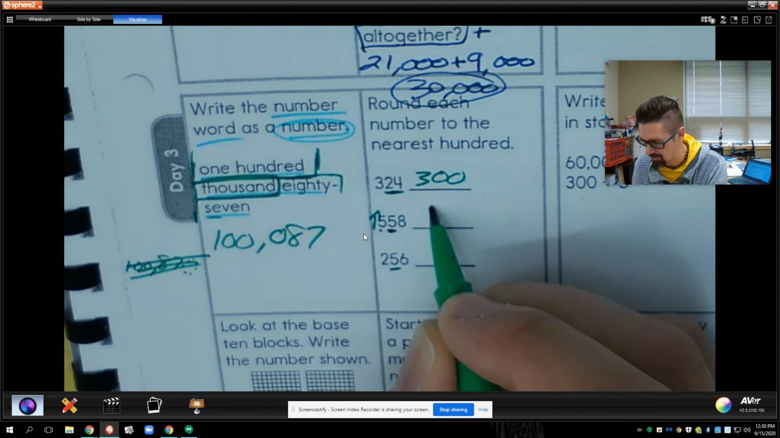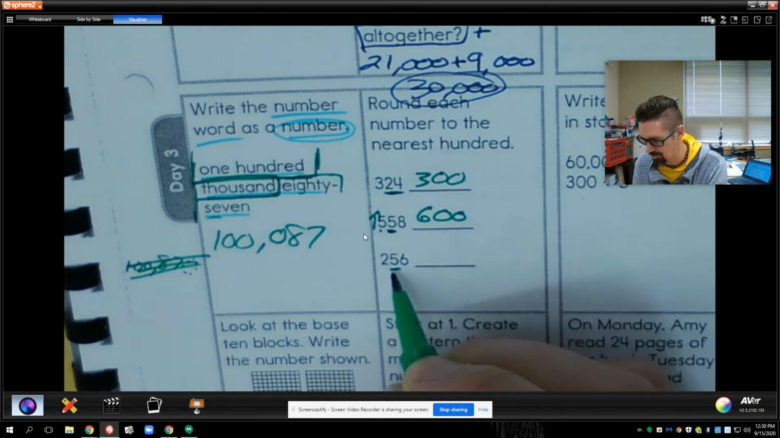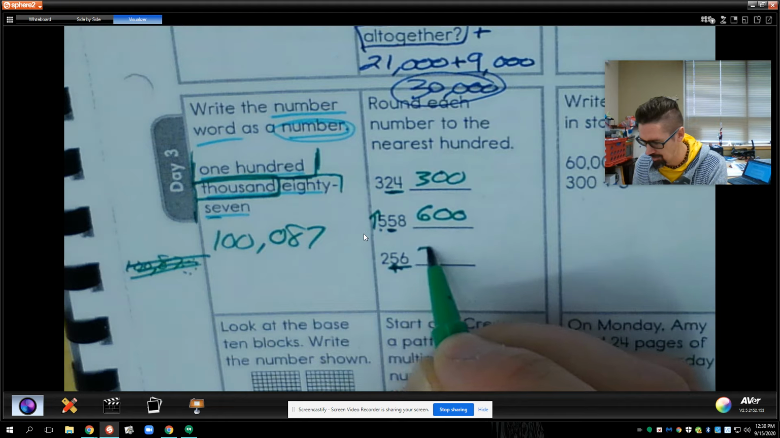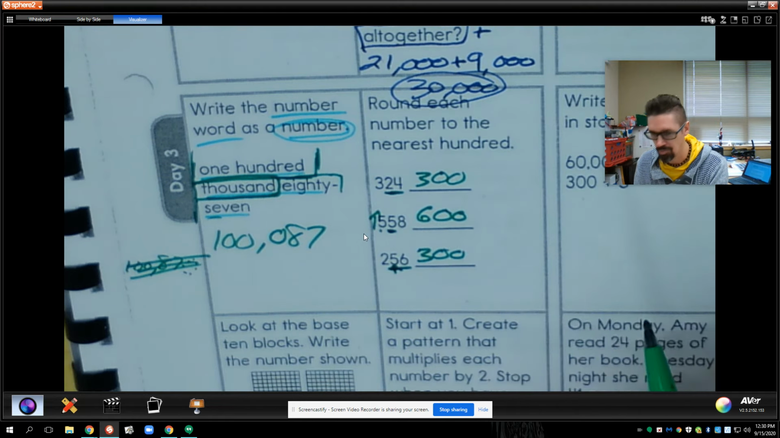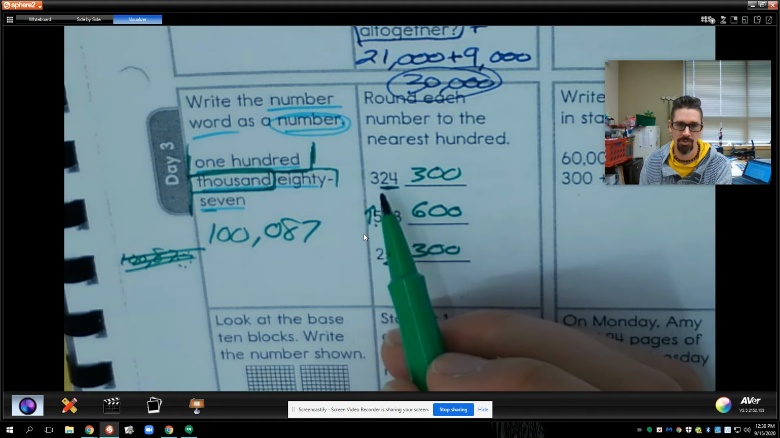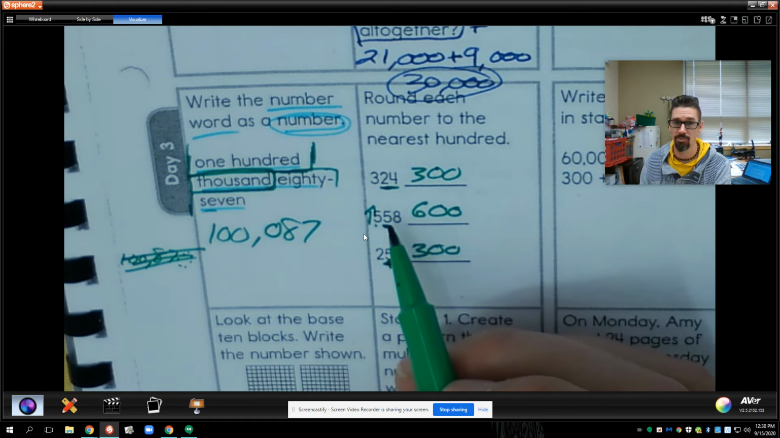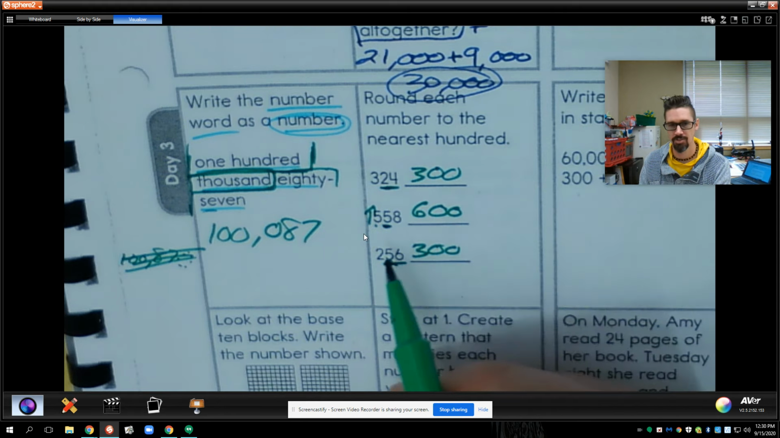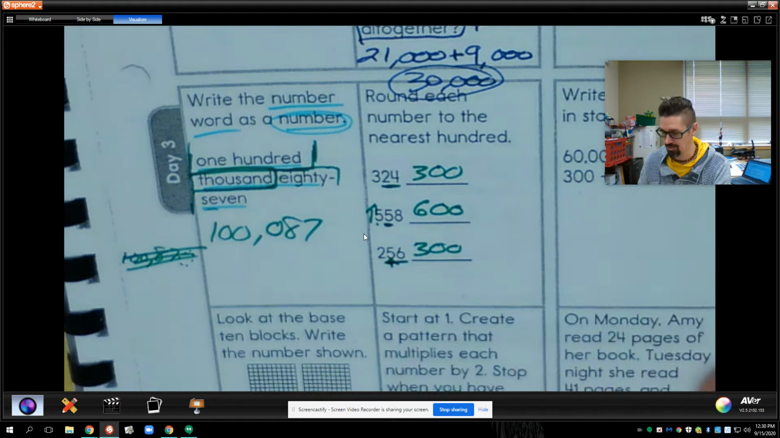What's 1 more than 5? 6. And those are zeros. These are going to be zeros, but what is it? The 5 means it goes up. So the next place value over, the 100's place value, goes up. So if we estimate or round to the nearest 100, 324 is not big enough to go to 400. 558, that's more than halfway to 600, goes to 600. 256 is going to go up as well because it's closer to 300.